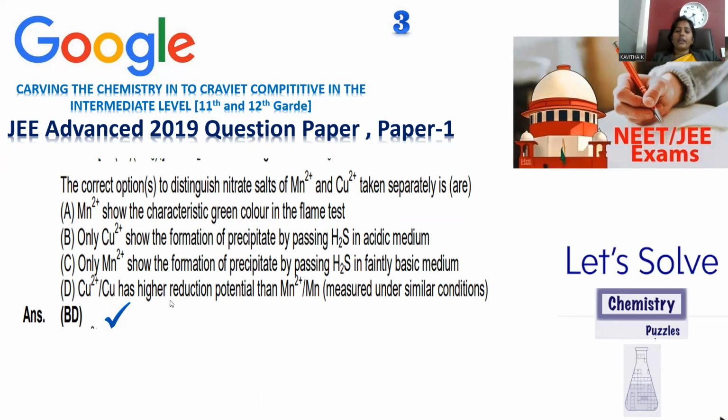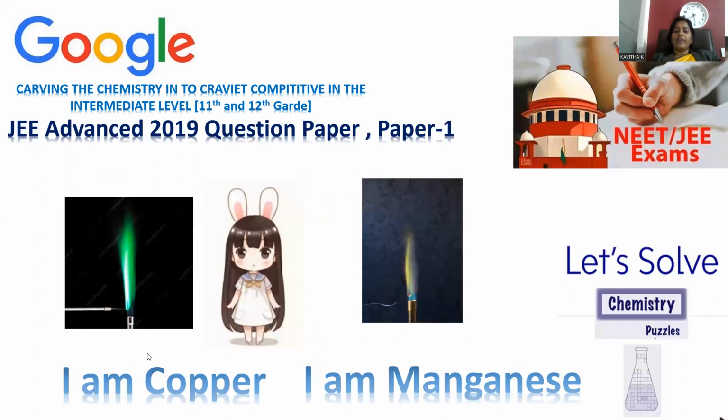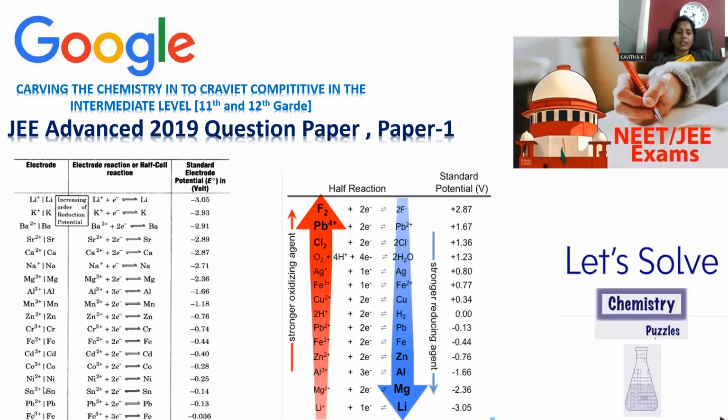Cu2+/Cu has a higher reduction potential than Mn2+/Mn, right? In order to explain that, we have to go to the electrochemical series. The reduction potential of Cu2+ is higher in comparison with Mn2+. This is correct. Let's see the quantified values. If you observe, manganese has the value of negative 1.18 and copper has the value of positive 0.34. What does it mean?